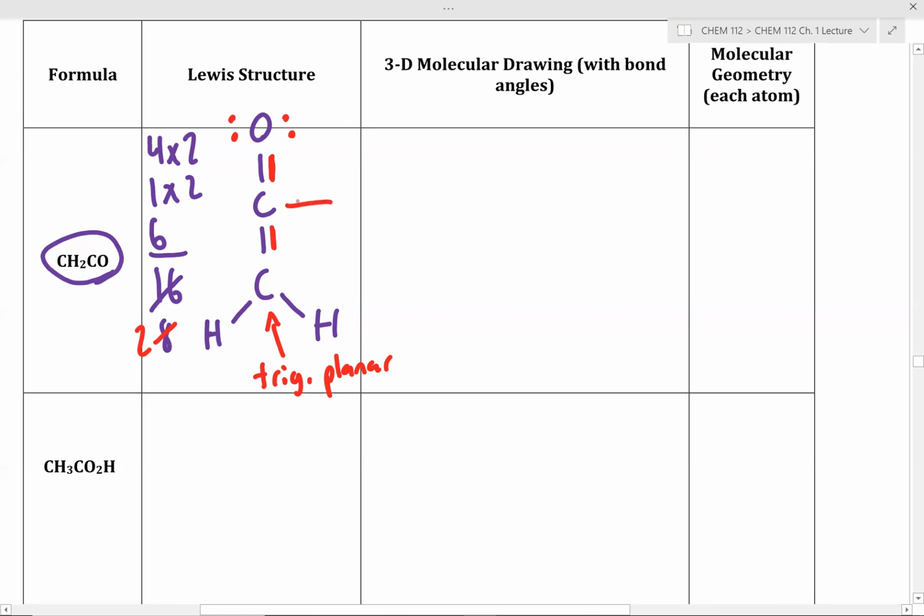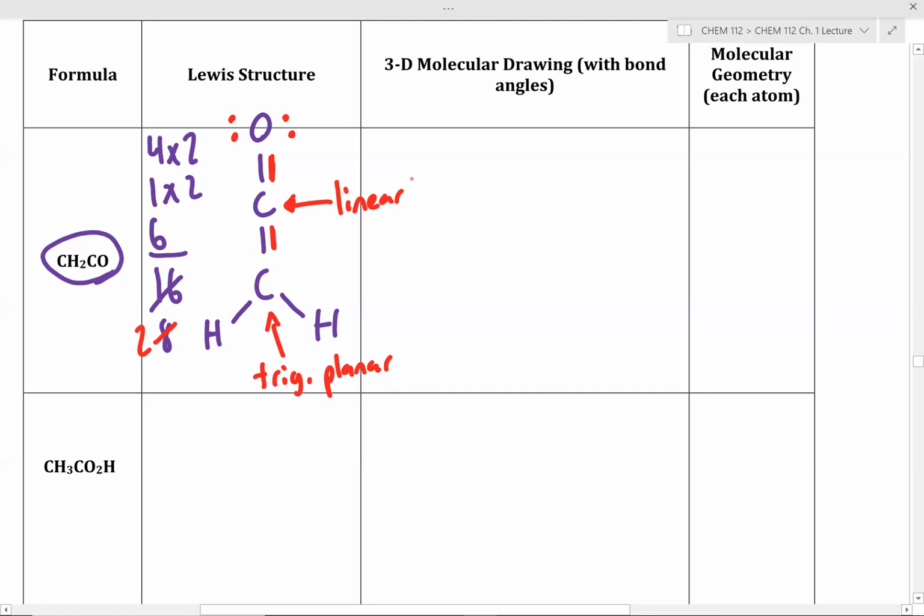Okay, what about this central carbon? How many charge spheres does this central carbon have? 2. So what's its molecular geometry? Linear. And as a key point here, the molecular geometry and the electron pair geometry only match if we have 0 lone pairs on each of our central atoms, which is the case in this example.